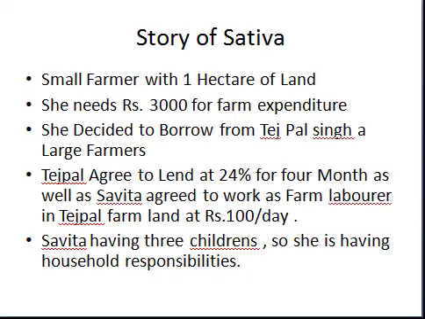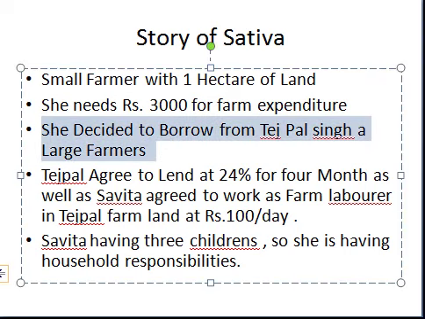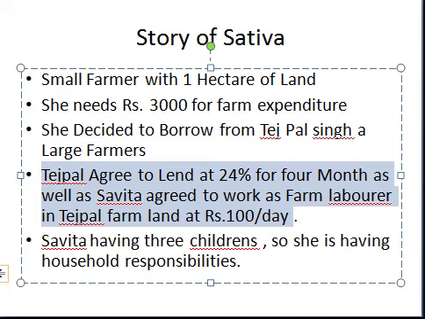To understand the pain of small farmers, we have to go through the story of Savita. Savita is a small farmer. She planned to cultivate wheat on her farmland, which is 1 hectare. Besides the seeds, fertilizer and pesticides, she needs more money to purchase water as well as for the repair of the farm instruments. She estimated that she requires working capital of at least rupees 3000. She doesn't have money, so she decided that she will borrow from Tejpal Singh. Tejpal Singh, a large farmer, agreed to give this money to Savita at 24% for 4 months.